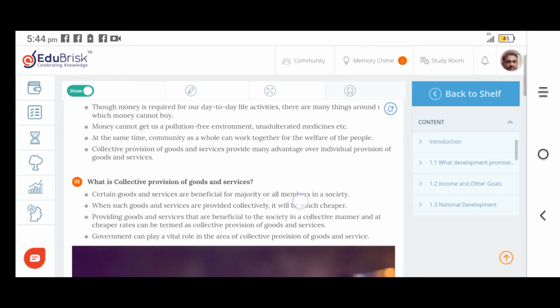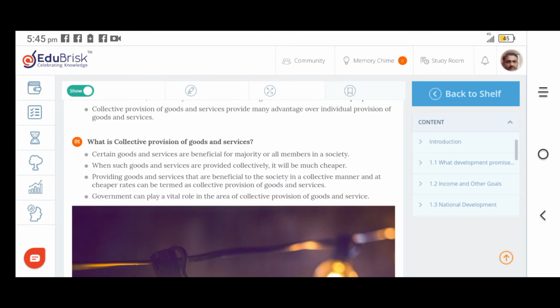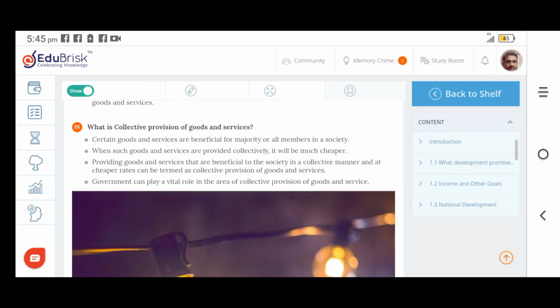At the same time, the community as a whole can work together for the welfare of the people. Work together, then only the country can grow together. Collective provision of goods and services provides many advantages over individual provision of goods and services. Next, what is collective provision of goods and services? Certain goods and services are beneficial and good for the majority or all members of a society.